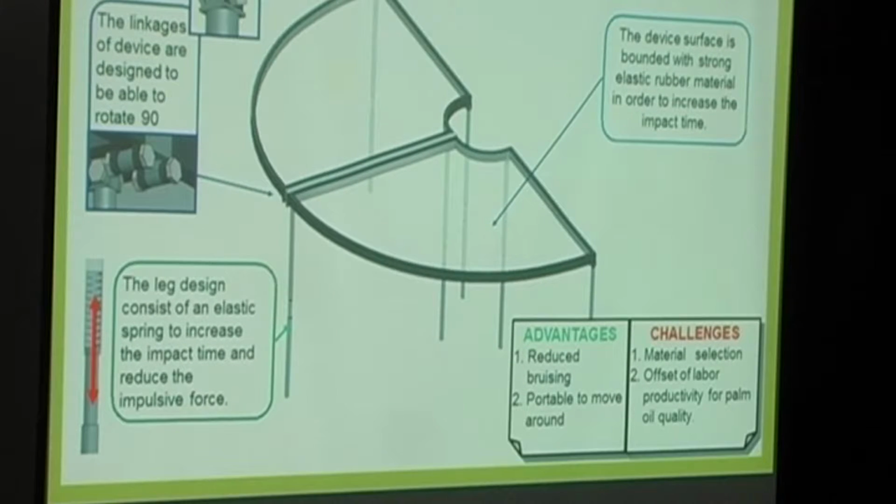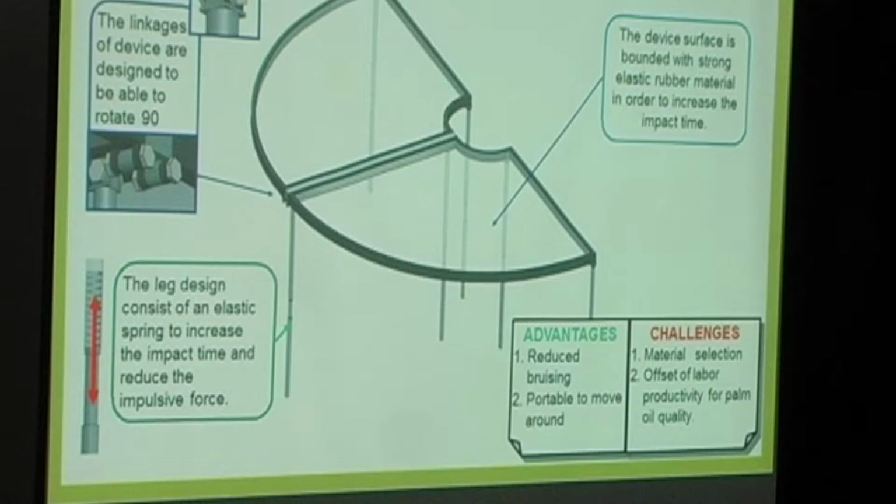We have faced some challenges during this design. The first one is we have to select a suitable material to make it light and strong. And the next is we have to find a balance point between the oil pump quality and the labor productivity.